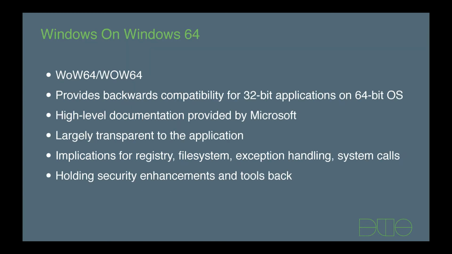So the Windows on Windows, or WOW64, subsystem is how Windows executes 32-bit software on a 64-bit operating system. This is what keeps all of your 32-bit things running. It's largely transparent to the applications that are executing in that environment. However, you can programmatically determine whether or not you're running inside of it. It does have implications to how the registry behaves, how file system I/O works, exception handling, and how system calls are dispatched, which is probably the most important thing for this presentation. And it is absolutely holding back system security overall.